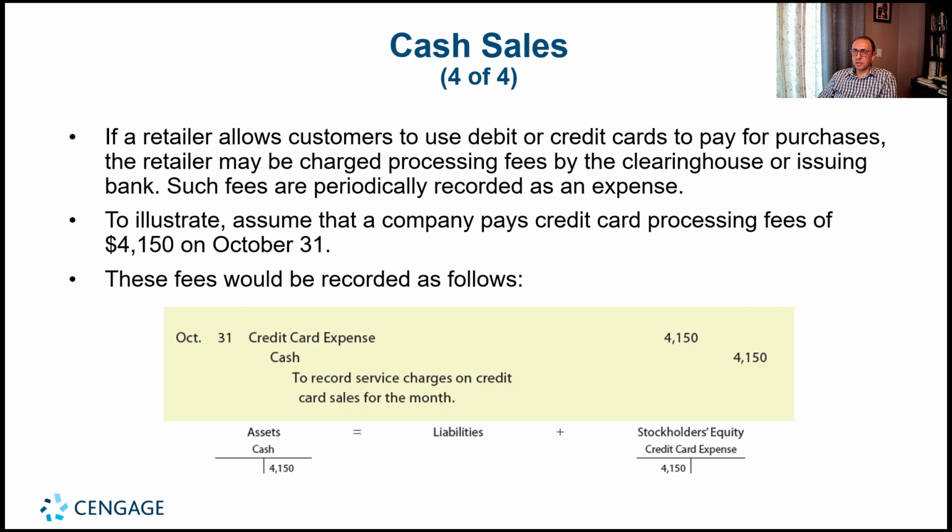So to illustrate, again, assume that a company pays credit card processing fees of $4,150 on October 31st. These fees would be recorded as follows: debit credit card expense and credit cash. An expense goes on the debit side, and we're paying cash, so the cash is going to go down for $4,150.